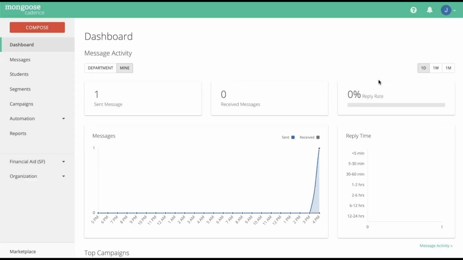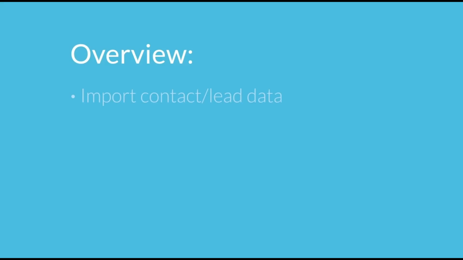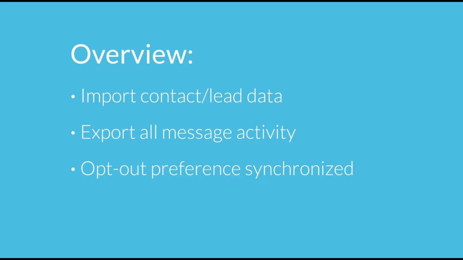The Cadence Salesforce native integration allows you to import contact or lead data directly from your Salesforce instance into the Cadence platform. Additionally, it allows you to export all of the message activity that occurs in Cadence so that it shows up in Salesforce. Opt-out preferences are also synchronized between the two systems as part of the integration.